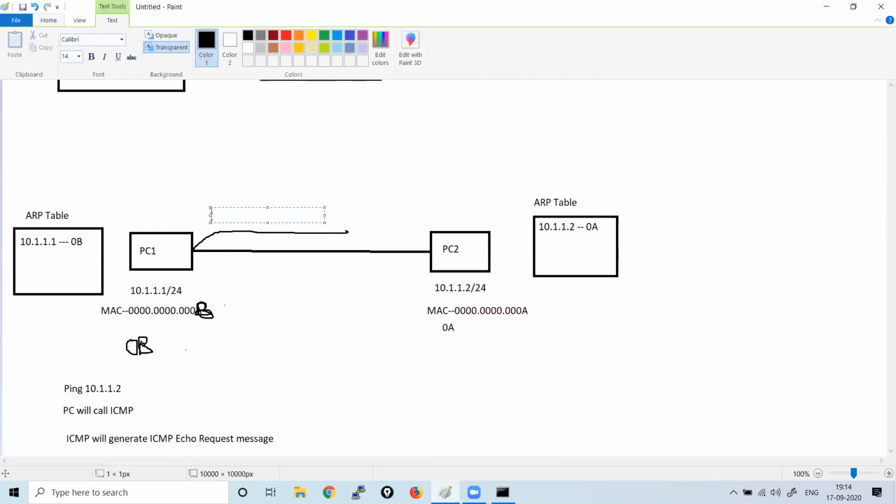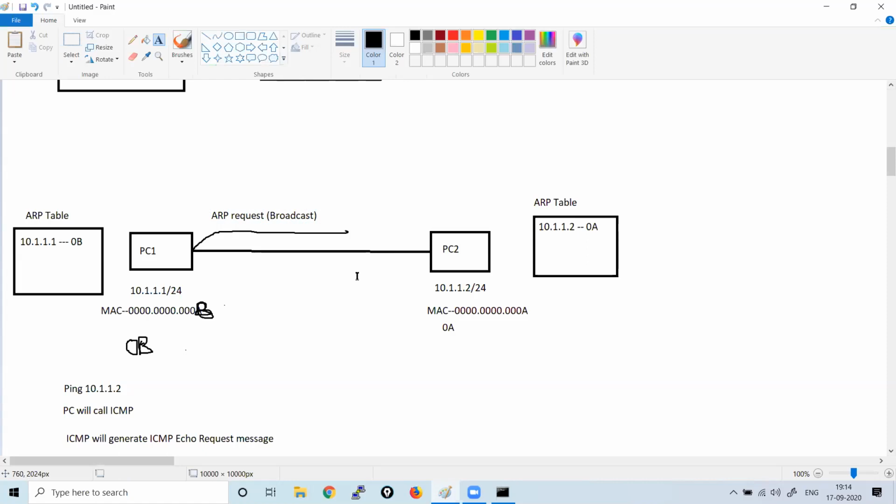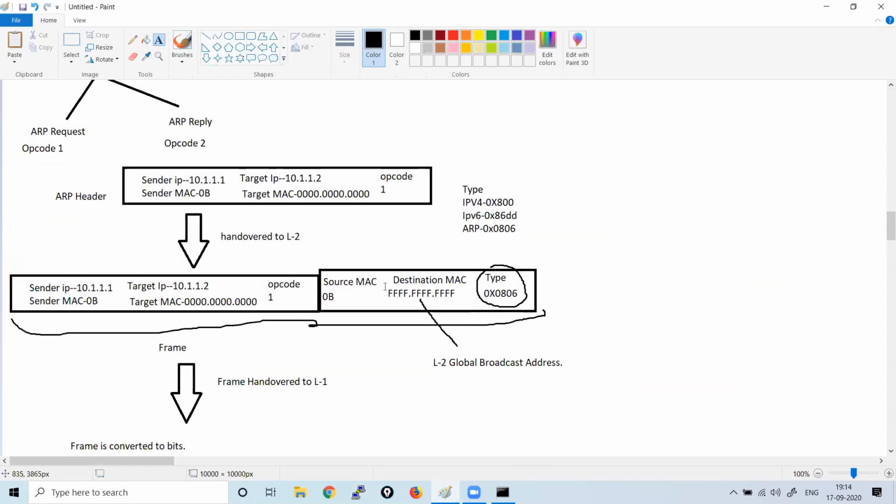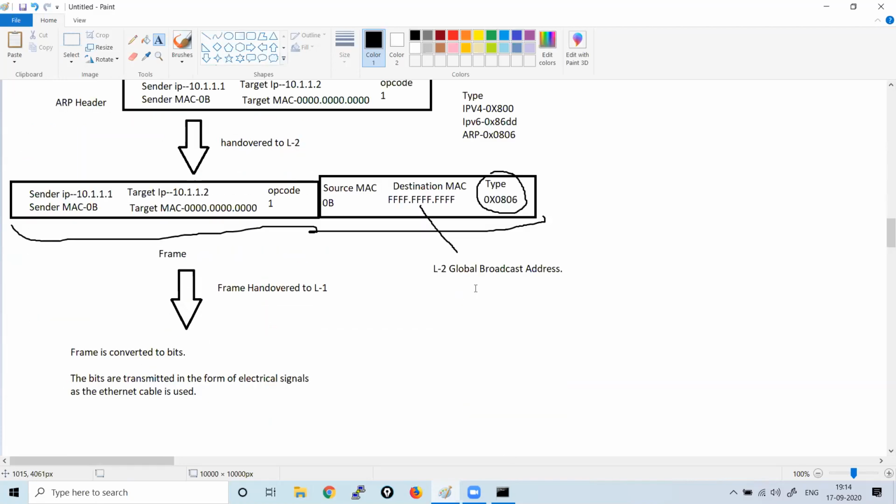This is, and it is always broadcast. The reason why it is broadcast is to send it to all. The reason why it is broadcast is because of this FFF MAC address. Because of this Ethernet layer 2 MAC address only, it is broadcast.